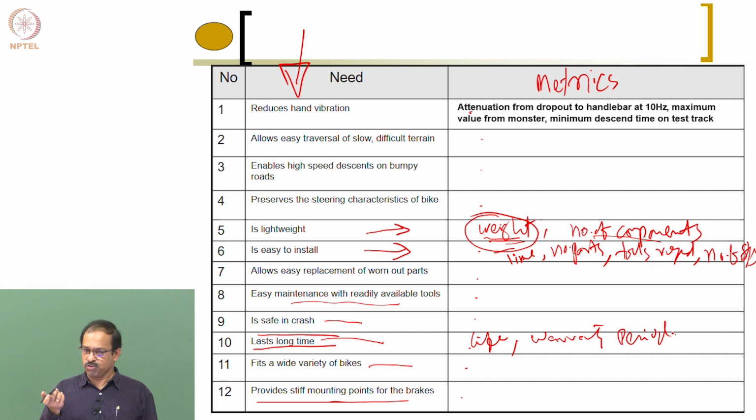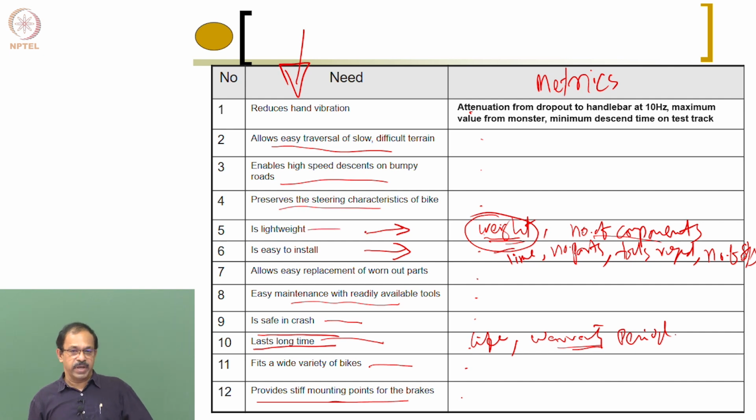Maintenance, frequency of maintenance could be something that comes under warranty, or you can say frequency of maintenance, number of maintenances required, all those can be part of lasting a long time. Yeah, so like this, you can identify a metric corresponding to each need and make sure that for every need you have a metric. So this is the requirement in need metric chart.